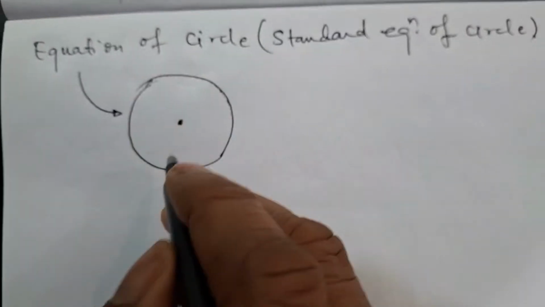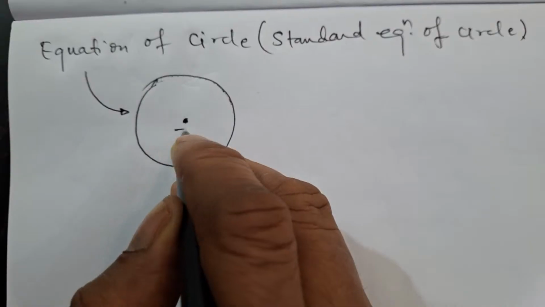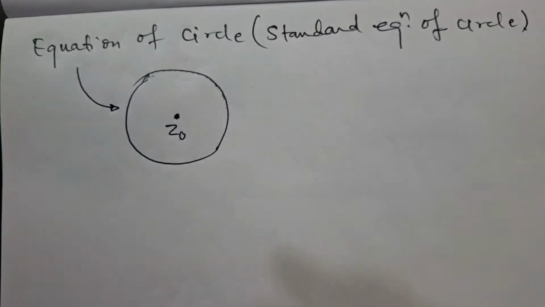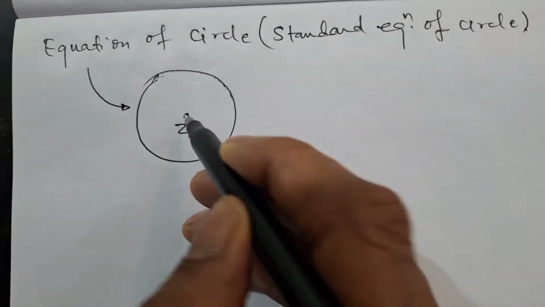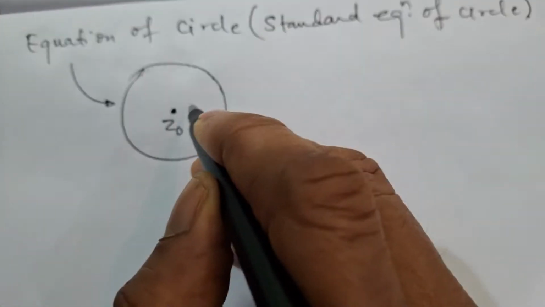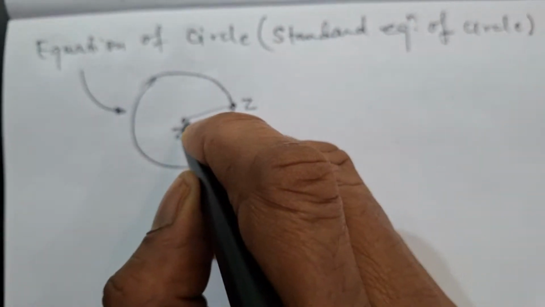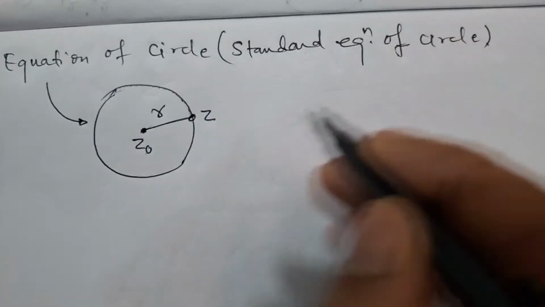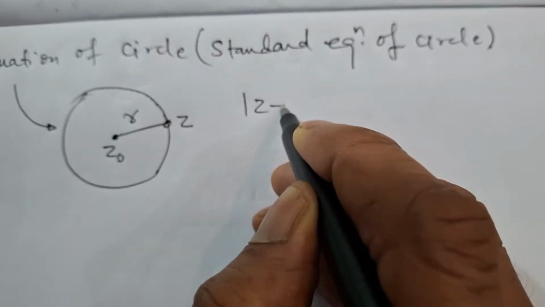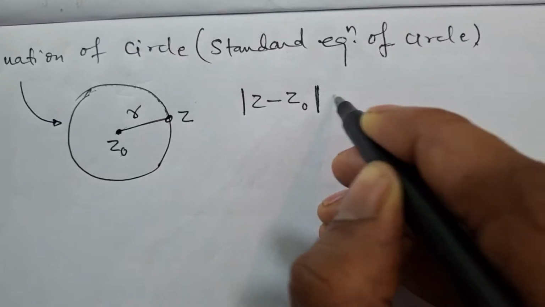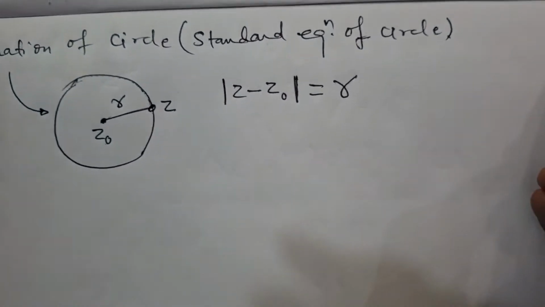Suppose this is a circle and its center is z naught. This is complex form, x naught plus i y naught, meaning the coordinates of the center are x naught, y naught, and take any point z on the circumference. The radius is constant, called circle. So what is the equation? Modulus of z minus z naught, meaning magnitude, is equal to r.